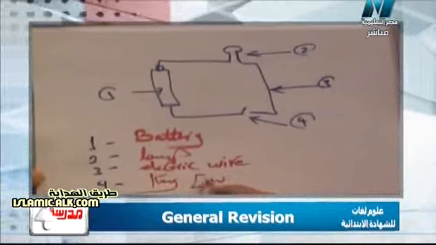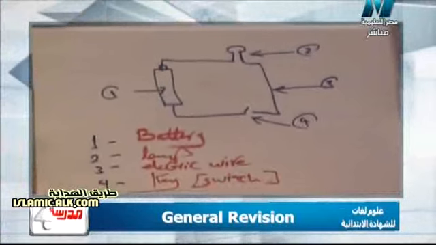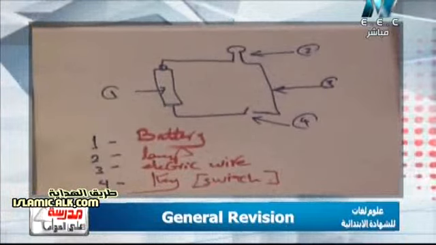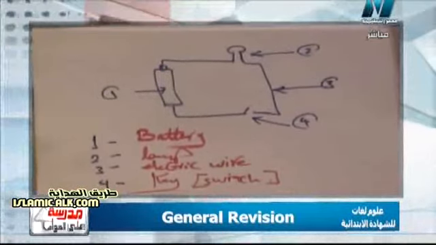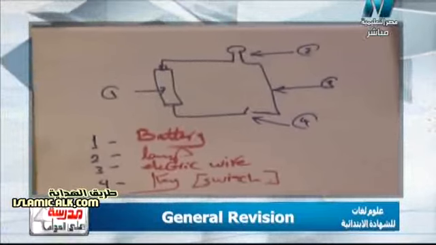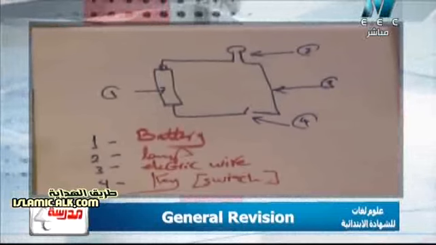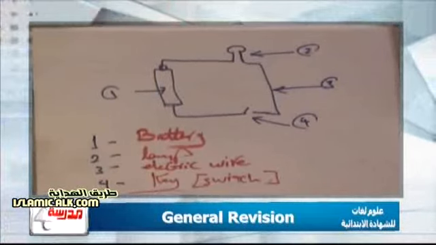Sometimes there may be 3 only, without the key. So in the electric circuit, there are 4 components, which are the battery, the lamp, the wire, and in some cases there is a key or the switch to open or close the electric circuit.